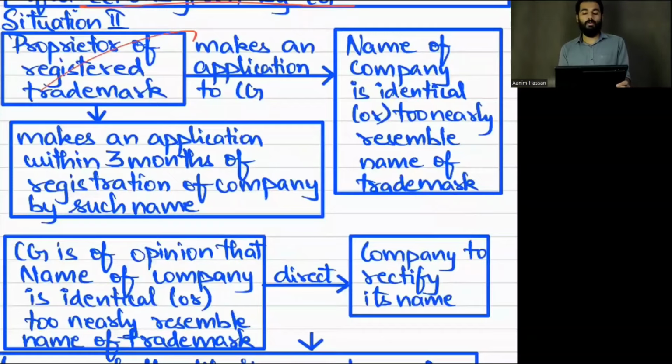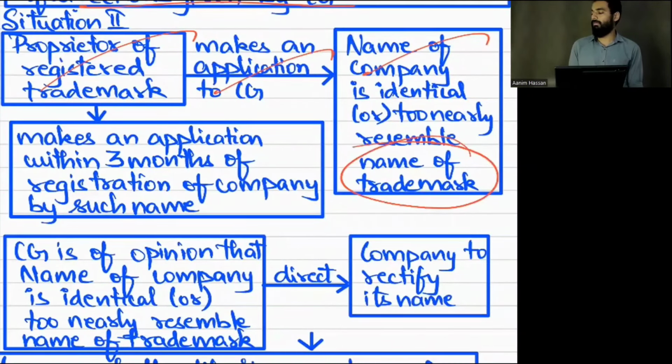Second situation: the proprietor of a registered trademark makes an application to CG. A company has kept a name that is similar or identical to my trademark's name. Then what does the proprietor have to do within 3 years? Within 3 years, it has to make an application to the CG.